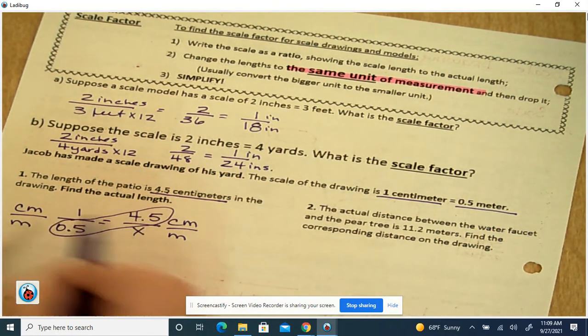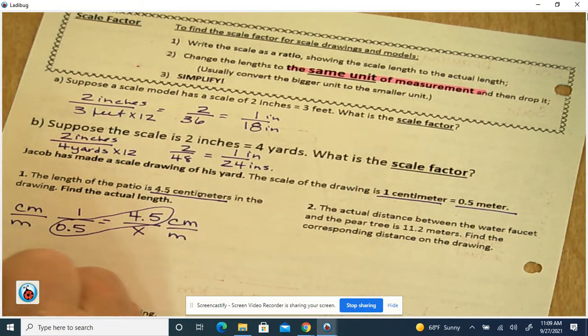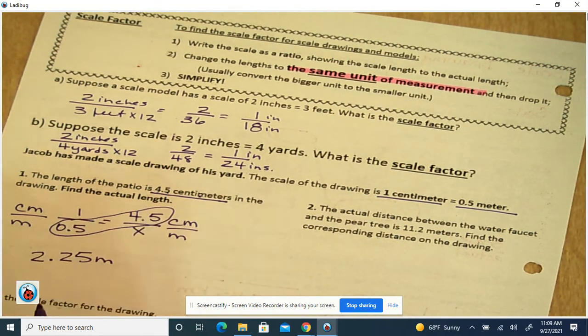Remember, 3 of the 4 are given. The 4th one's x. So when we multiply those, we get 2.25 meters is the actual length of the patio.